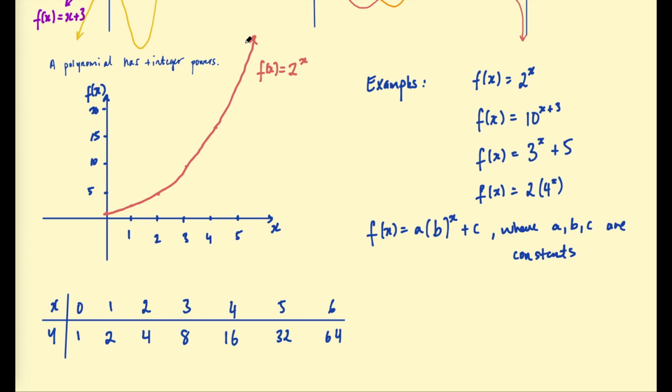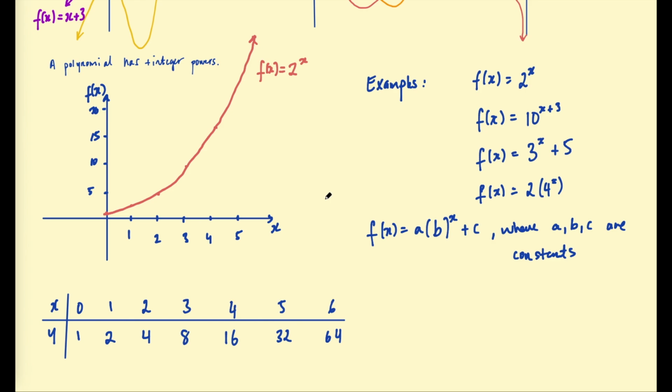Something else you might notice is it grows really fast. Even though we drew our x scale really stretched out, so we've only got 5 points on our x-axis here, and we got up to 20 on our f of x scale, still we couldn't even fit the 6 point on. So exponential functions grow really fast. That's what's called exponential growth.